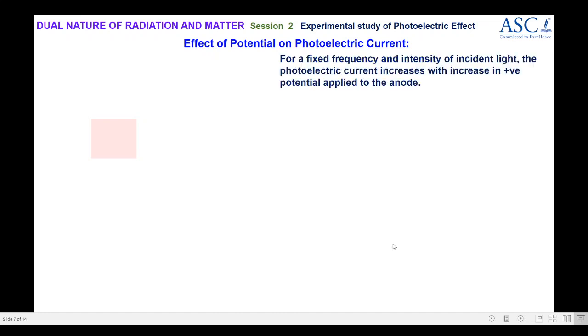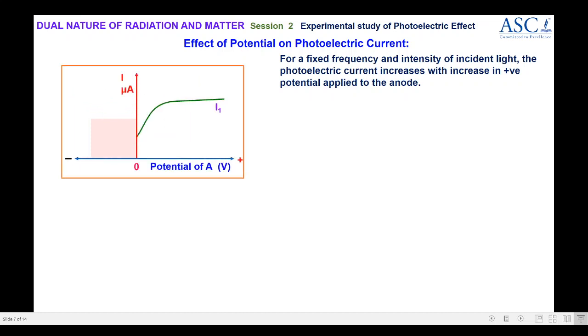Now the second variation is the effect of potential on photoelectric current. As I already informed you, there are 3 parameters: intensity, frequency and potential. Varying these, you can study their effect on photoelectric current. In the second observation, frequency is fixed, which means the same monochromatic color is used, and the intensity of light also remains the same.